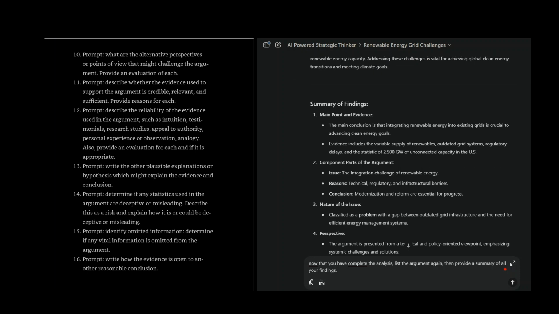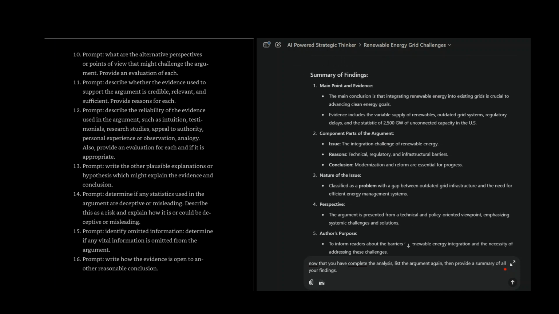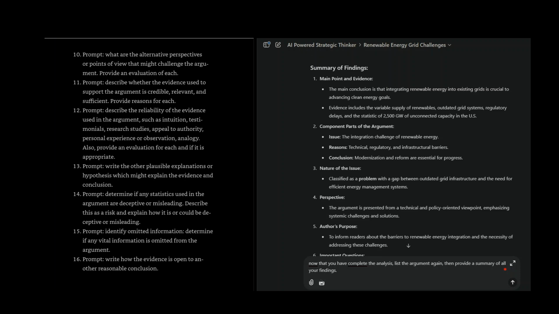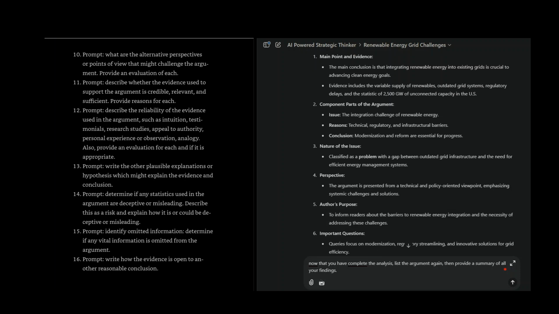Summary of findings. 1. Main point and evidence. The main conclusion is that integrating renewable energy into existing grids is crucial to advancing clean energy goals. Evidence includes the variable supply of renewables, outdated grid systems, regulatory delays, and the statistic of 2,500 gigawatts of unconnected capacity in the US. 2. Component parts of the argument. Issue: the integration challenge of renewable energy. Reasons: technical, regulatory, and infrastructural barriers. Conclusion: modernization and reform are essential for progress.